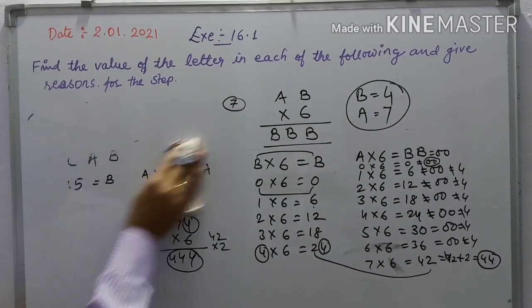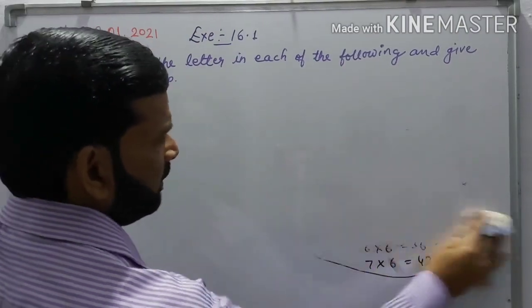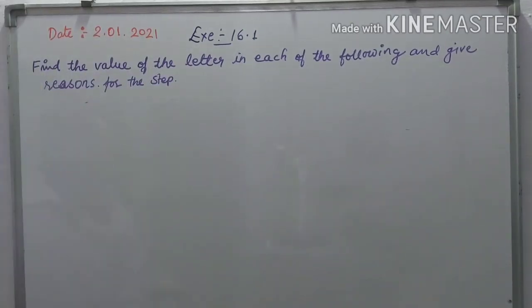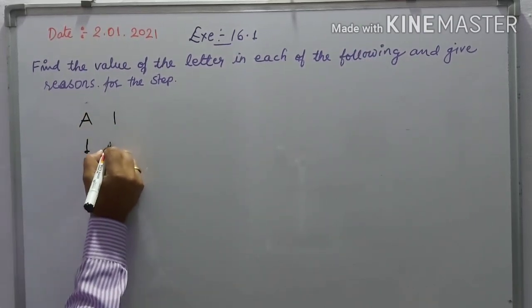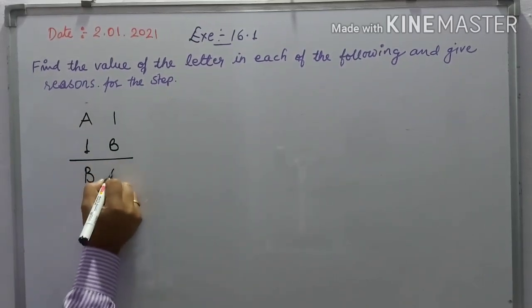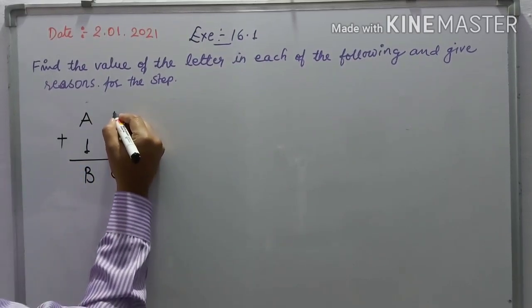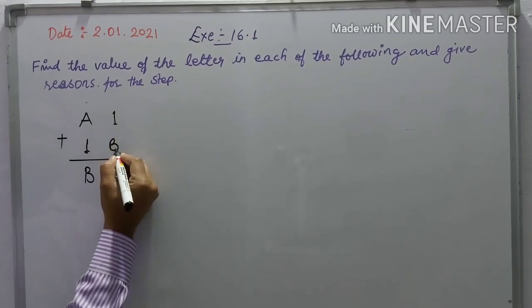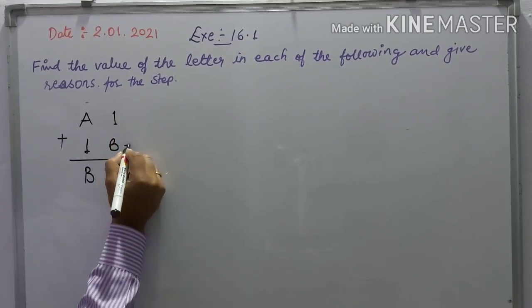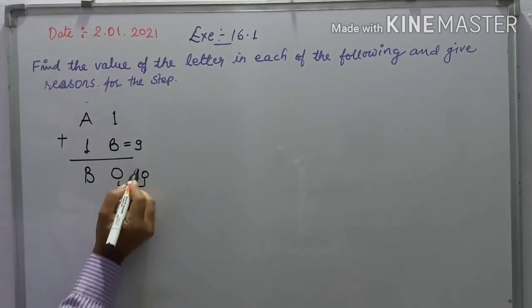Okay, now next is question number 8. Question number 8 is a1 plus 1b is equal to b0. Here we will simply find b and 1, which number, because b is a unit digit, ones digit, that means this is the value of 9. Suppose 9 plus 1 is 10, a 0 will come. Okay, 1 is carry.